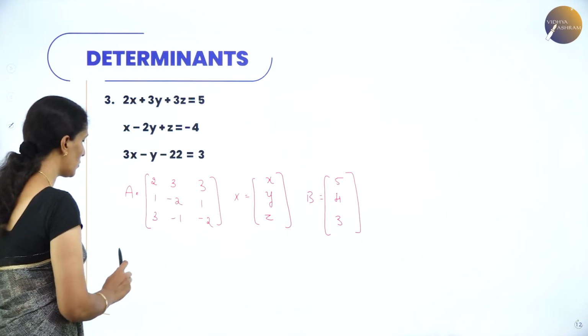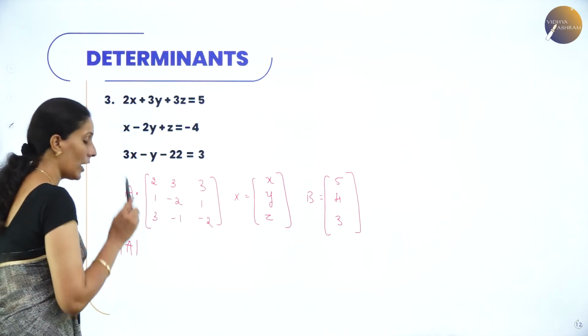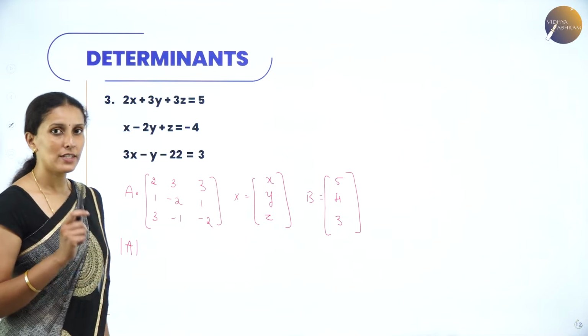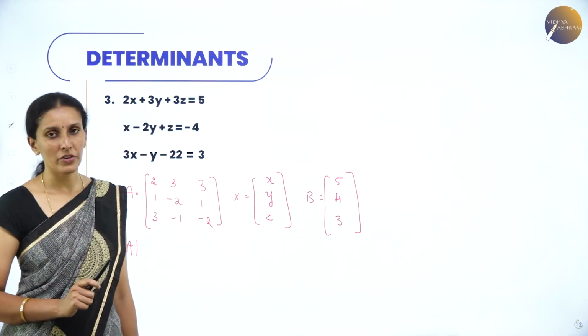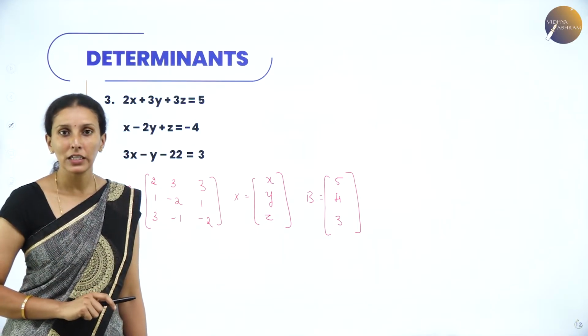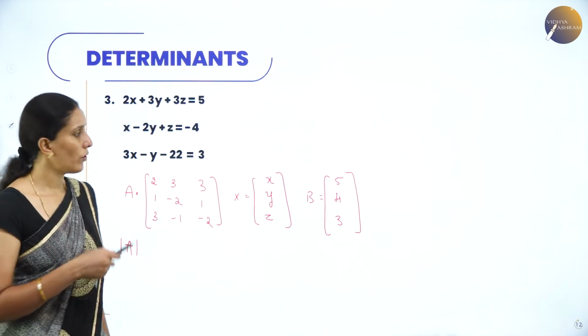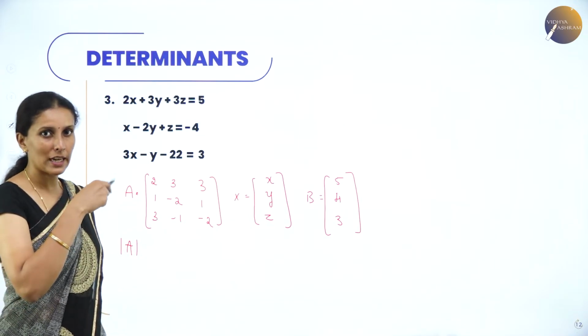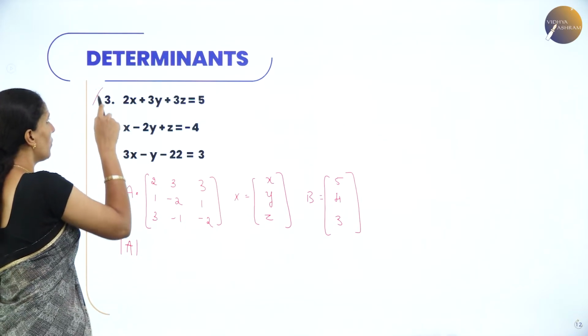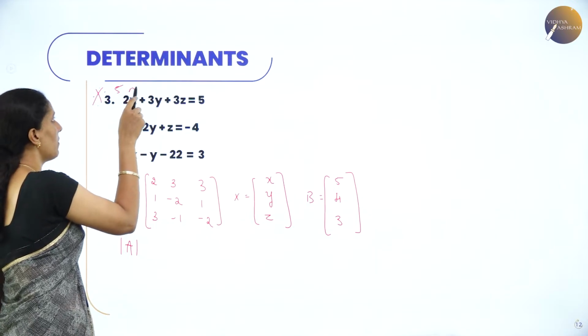So first is to find out determinant A. In your examination, the question is asked only for 3 cross 3 matrices. That is, you have to find the solutions of x, y and z for 3 cross 3 matrices. So these types of questions will be given, which is very important for 5 marks.